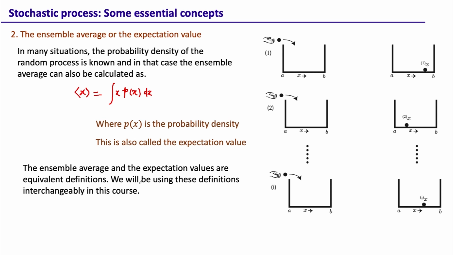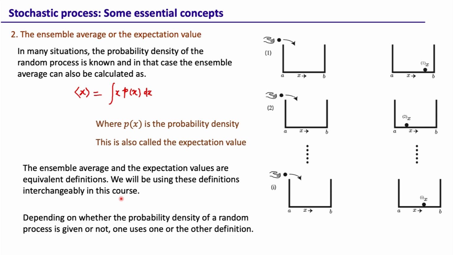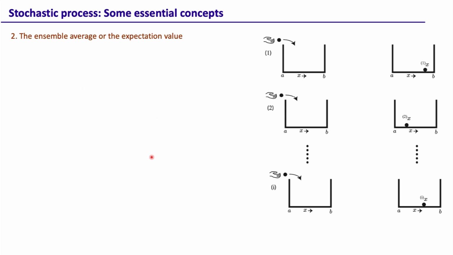And in fact, in this course, the concepts of ensemble average and expectation value, we will use them interchangeably. So it basically depends on whether the probability density of a random process is given or not. One uses one or the other definition. Okay.